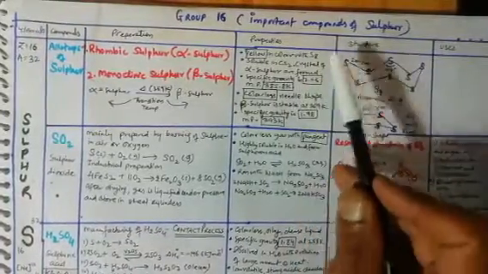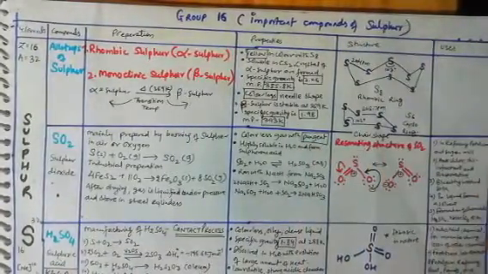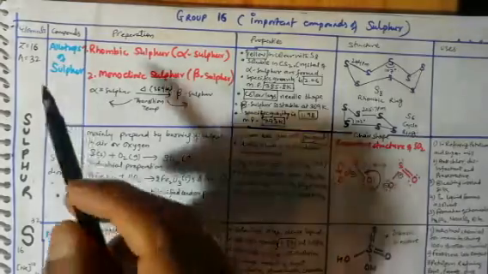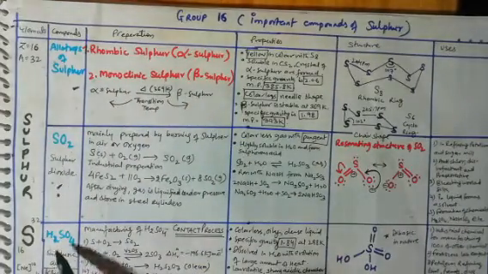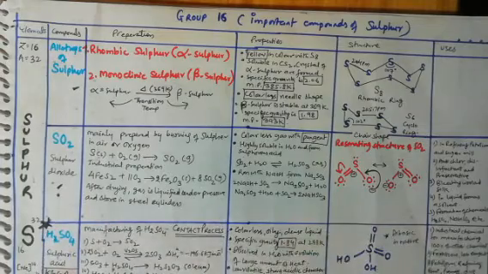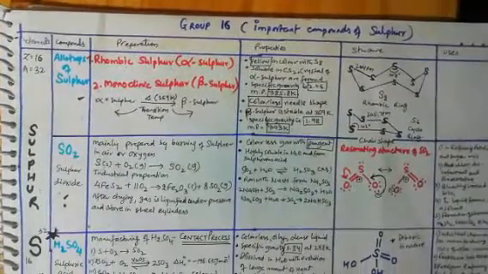So in this sulfur family, the important compounds of sulfur, we will discuss the allotropes of sulfur. We will discuss sulfur dioxide. We will discuss H2SO4, which is very important. We will discuss oxoacids of sulfur. Okay, so let's start without wasting any time.